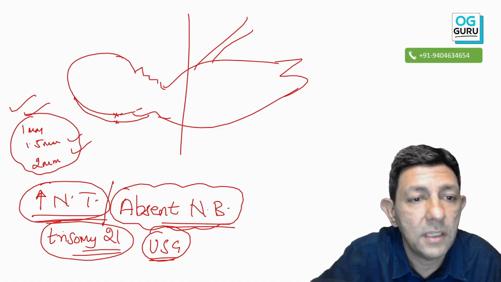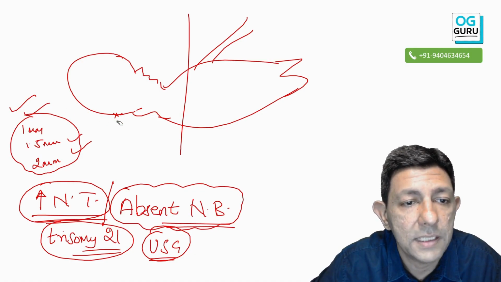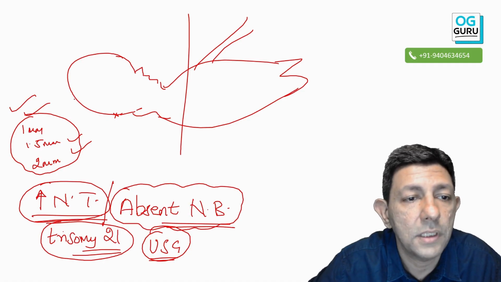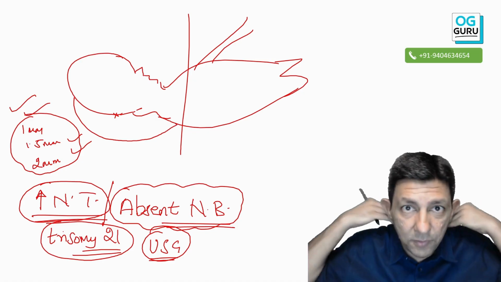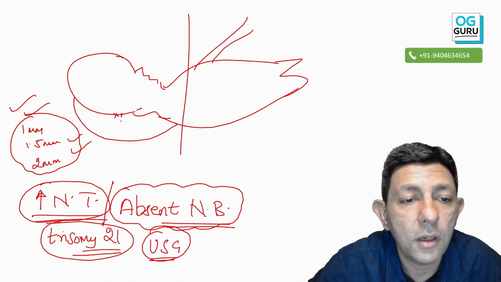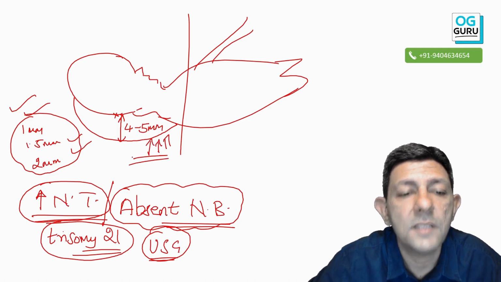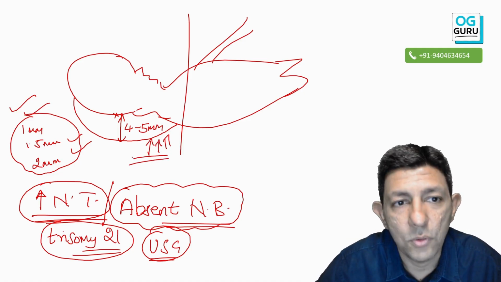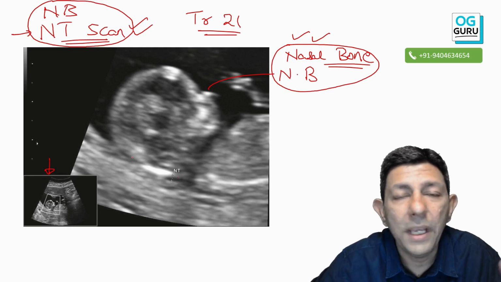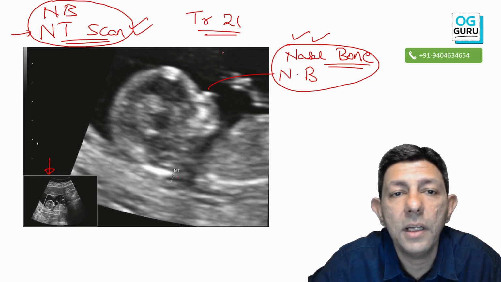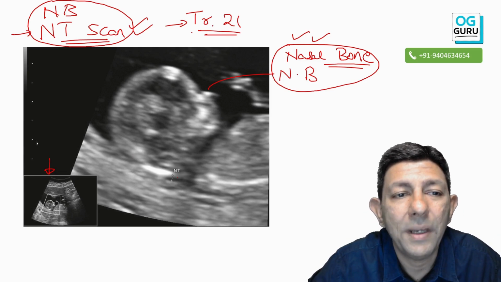How will it be? Sir, instead of this, I'm just giving you an example. Suppose it is like this, as if the baby is sleeping on a water cushion. So this example NT has come to 4 millimeter, 5 millimeter. So this is increase in nuchal translucency. Okay. So NBNT scan, very important image, marker for trisomy 21.